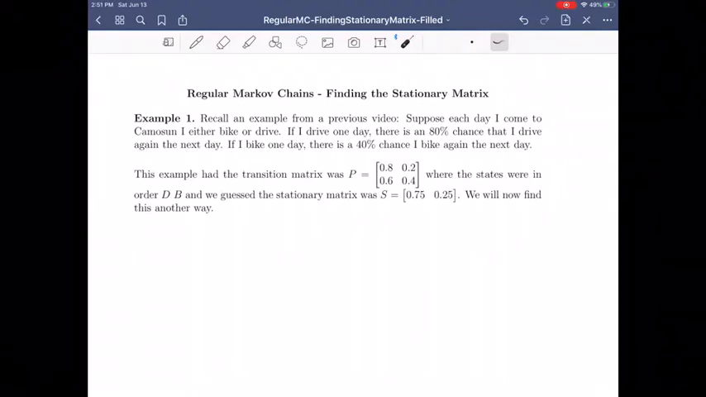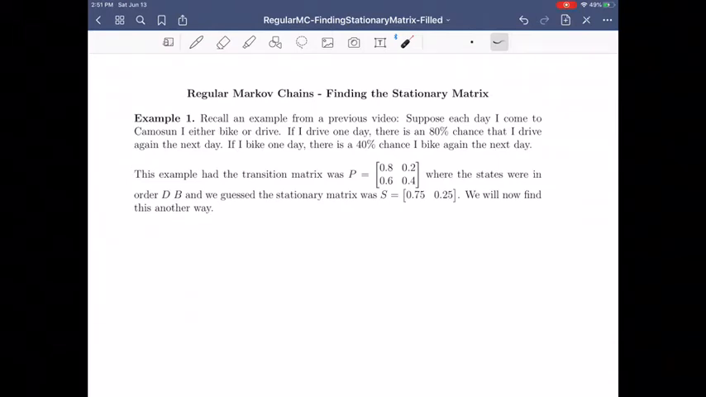In this video, we're going to see how to actually find the stationary matrix for a regular Markov chain. So we're going to find the stationary matrix that we found previously, by accident kind of, from a previous video.